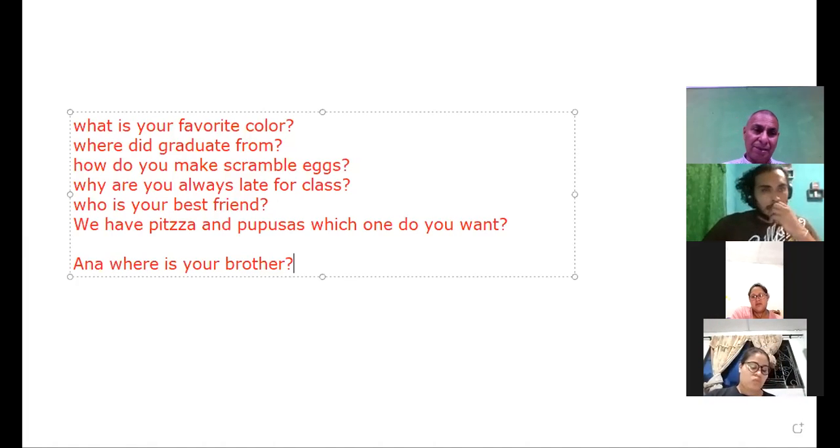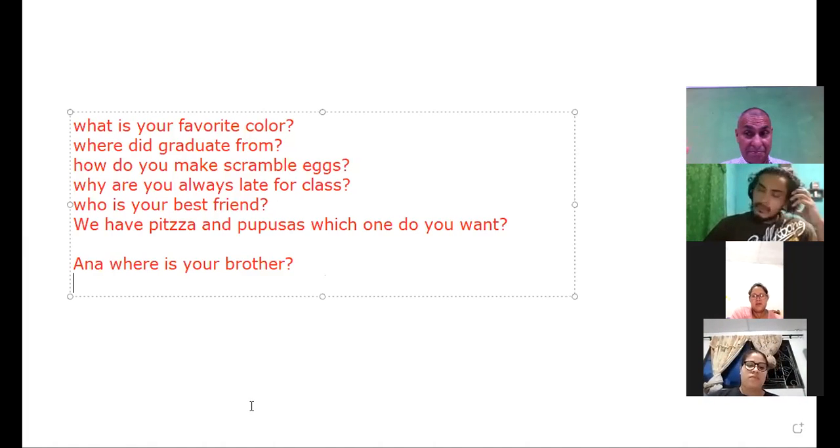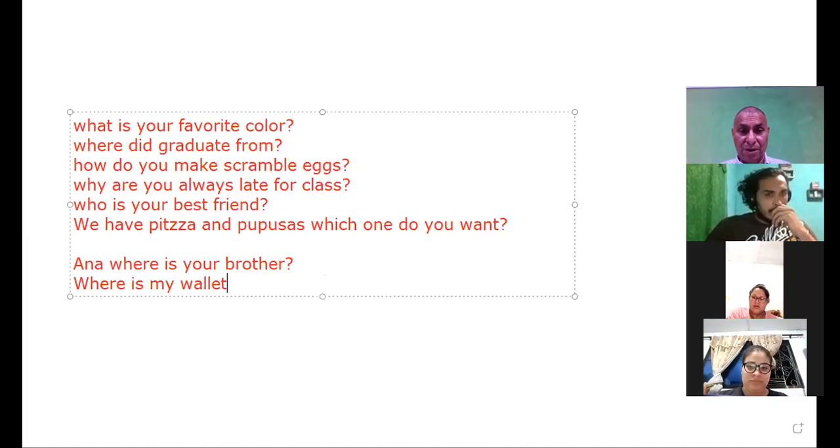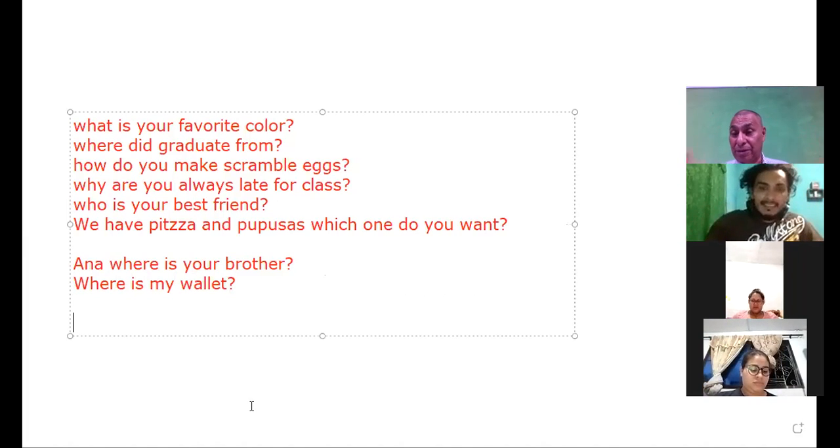O si andamos buscando la cartera, se me perdió la cartera. Where is my wallet? La vamos a encontrar, pero ya sin los billetes ahí. Ok. Entonces, esa es la forma como nosotros estructuramos las WH questions. ¿Alguna pregunta de eso?